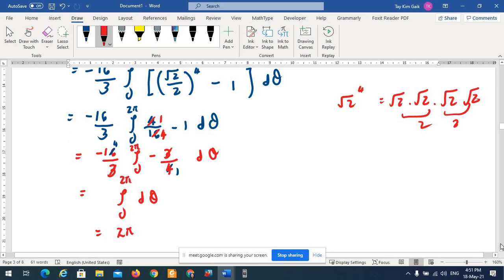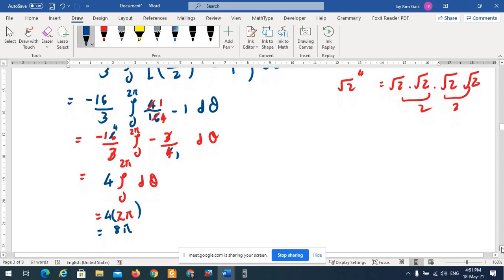This one, 1 over 4 minus 1 is negative 3 over 4. Miss ada dapat 4 kat luar. 4. Yes, thank you. This is not cancelled. This is 4. So 4 times 2 pi, 8 pi. Okay, thank you. So the answer is correct, 8 pi.